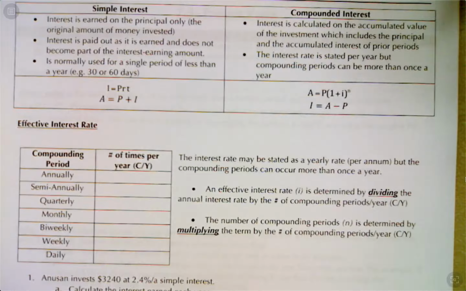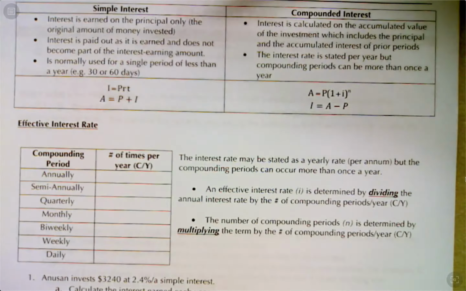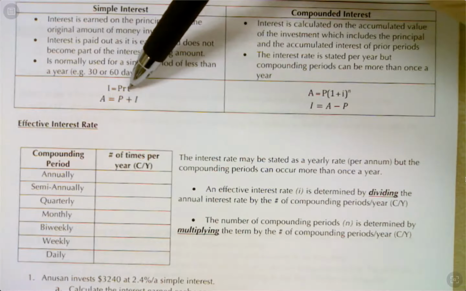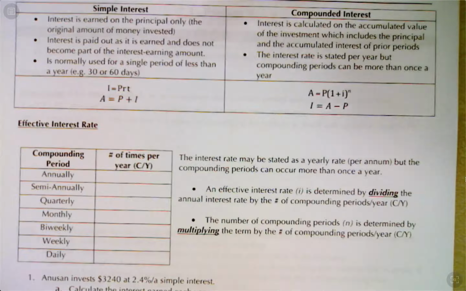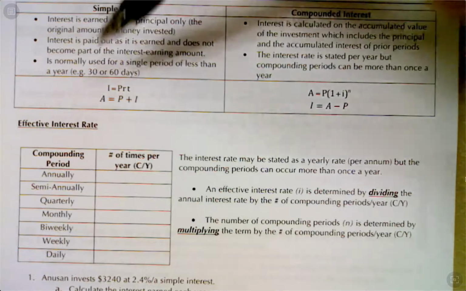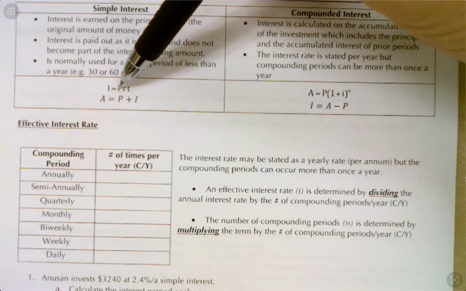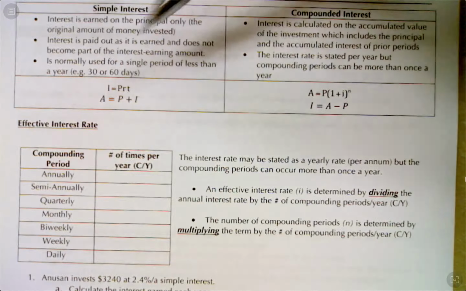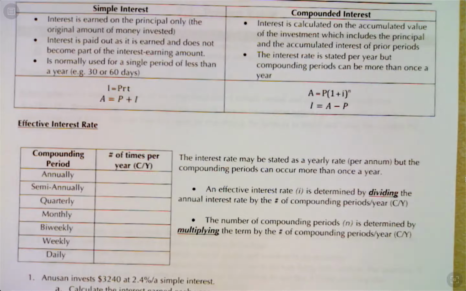The capital letters and the small letters are important. Little r and little t are interest rate and time. These capital letters refer to dollar amounts. So anytime you see a capital letter in financial math, you're talking about money. So interest in dollars, principal in dollars. Principal means how much you invest at the beginning.